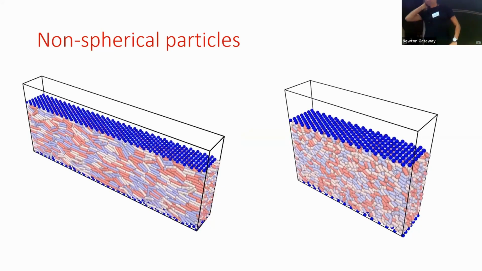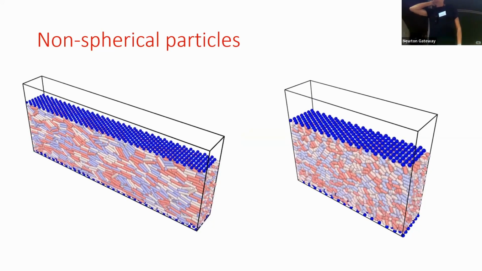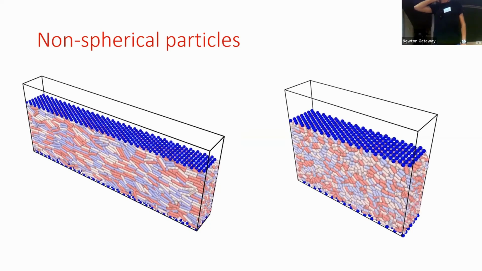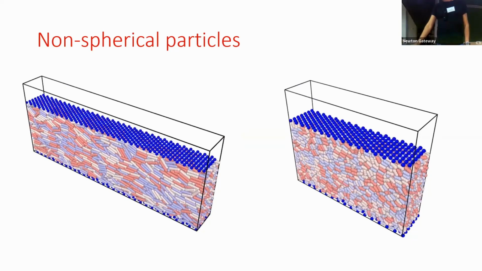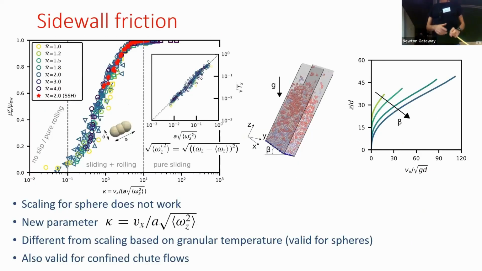So we measure the effective friction coefficient at sidewalls in these systems. And in fact, if we try to report the effective friction coefficient using the same scaling, let me recall that the scaling is the velocity divided by the square root of the temperature, it does not work. Which means that the scaling that we obtained before is only valid for spheres.